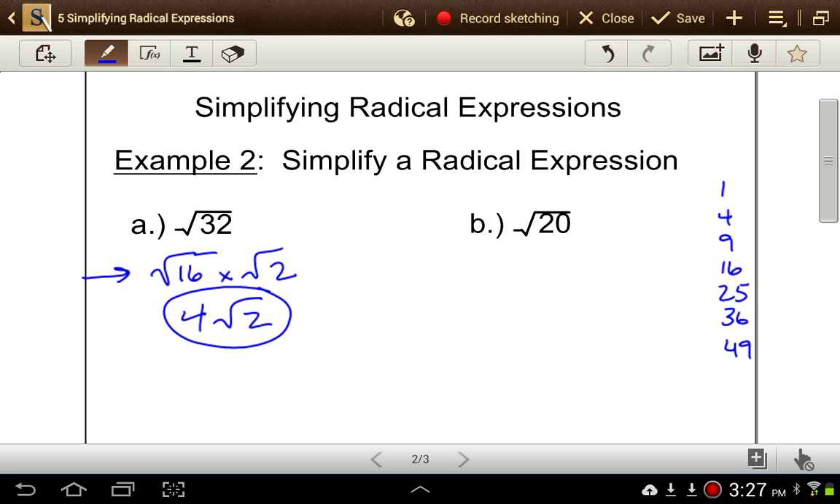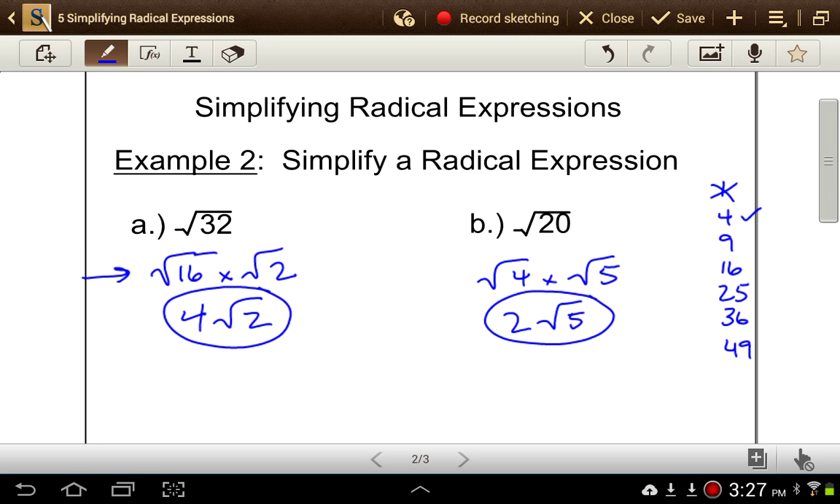Again, we're not going to use 1 because that does not help us. 4 does, 9 does not, 16 times nothing, 25 times nothing. It's always multiplication, not adding. So 4 is the only one in the list that goes into it. So 4 times what? 4 times 5. So I'm going to break this into the square root of 4 times the square root of 5. The square root of 4 is 2. The square root of 5 we don't know, so I'm going to leave that as the square root of 5, and I get 2 square root of 5.